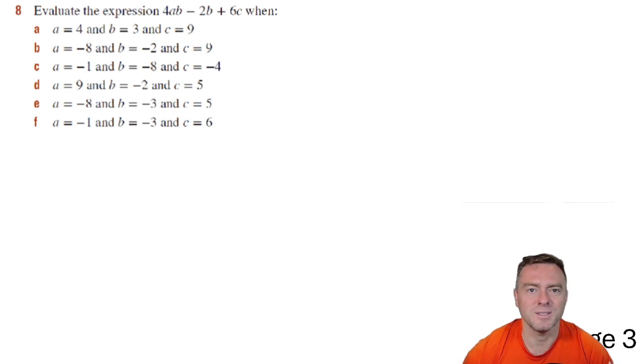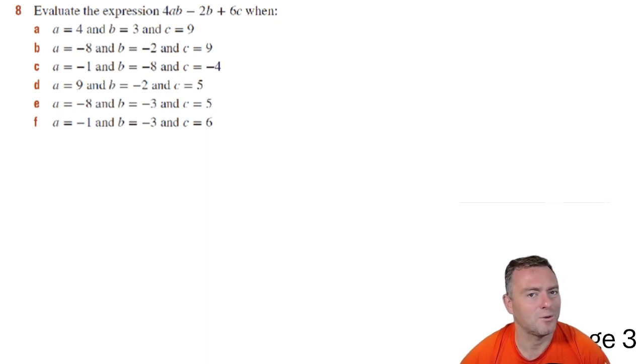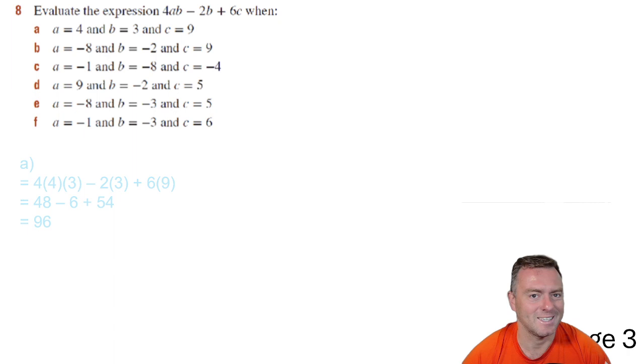Have a pause of the video to see if you can do these ones. So you've got the same expression, but we're just changing the values around. So we've got a is equal to 4, b is equal to 3, c is equal to 9. And we're going to inject that into the 4ab minus 2b plus 6c.